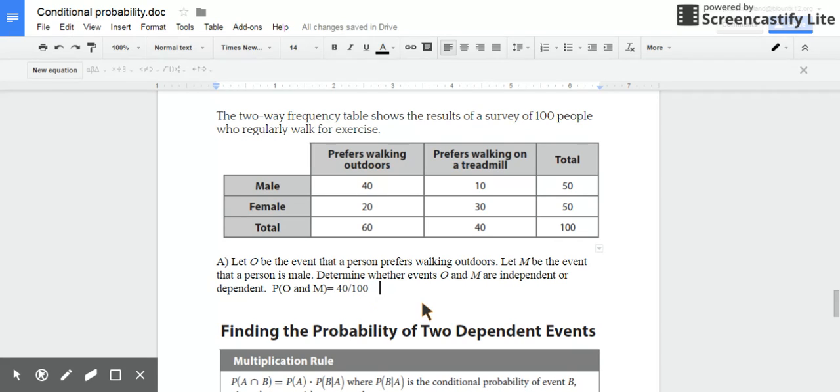Okay, what is our probability? Let's do the probability of O, and then multiply that by the probability of M. What's the probability of somebody who likes to walk outdoors? How many people like to walk outdoors? We have a total of 60, so we've got 60 out of 100. We're going to multiply that by the probability of males. We've got a total of 50.